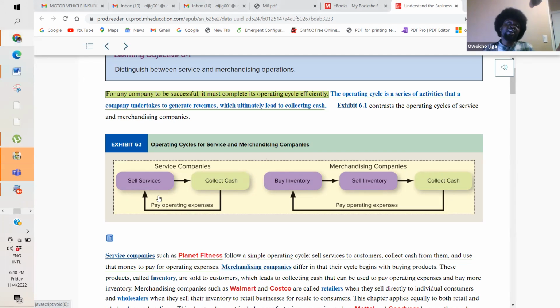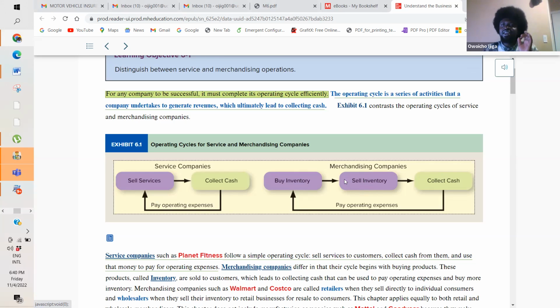Remember, going to the United States Postal Service, they have a building, assuming that building was rented, that could be paying rent for that building, but they use the profit that they make from their services to pay the operating expenses. In the same way, the difference between that and the merchandising company is this.